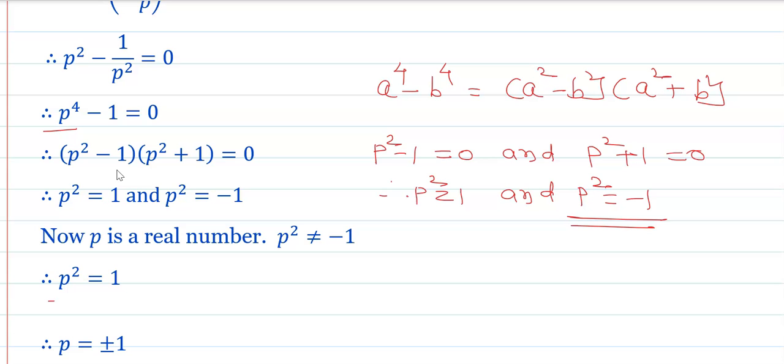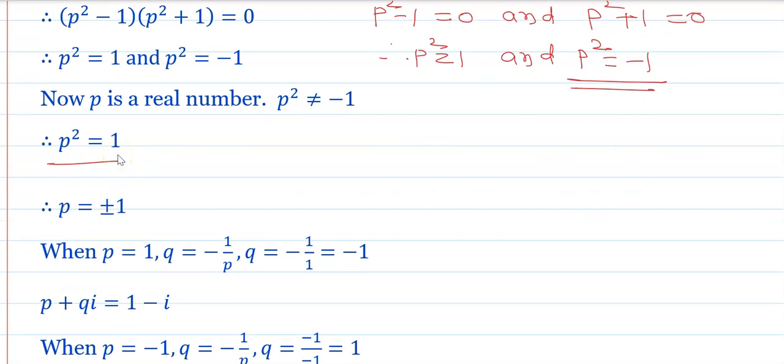मग काय शक्य आहे? p square is equal to 1. Taking the square root, p is equal to plus or minus 1. एकदा plus 1 घ्यायचा. But what is the q? q is minus 1 upon p. Therefore, q is equal to minus 1 upon 1, that is minus 1. Therefore, when p is 1, q is minus 1.